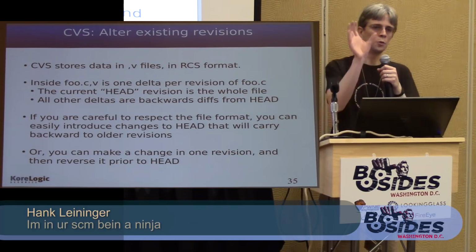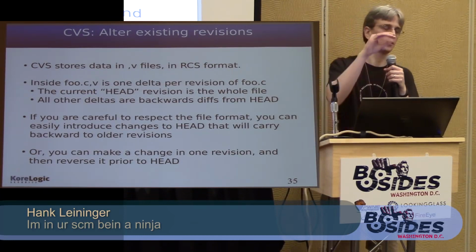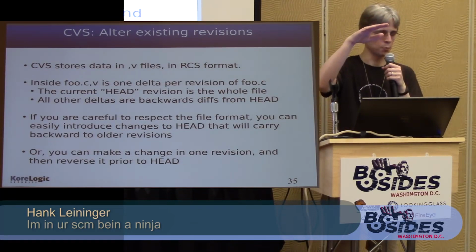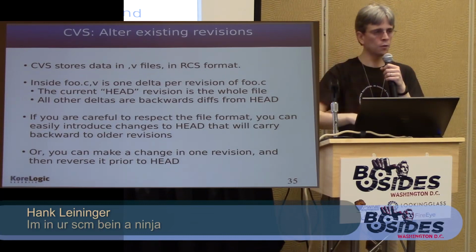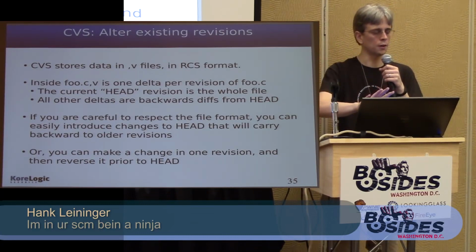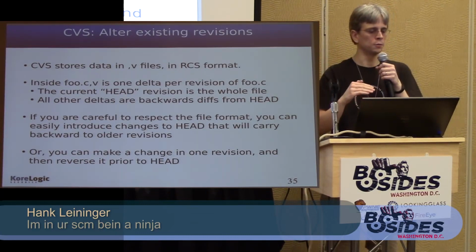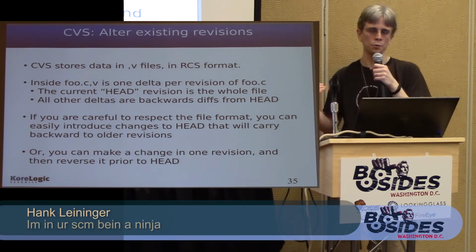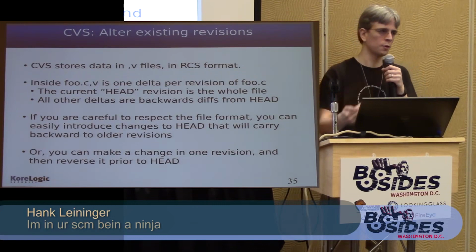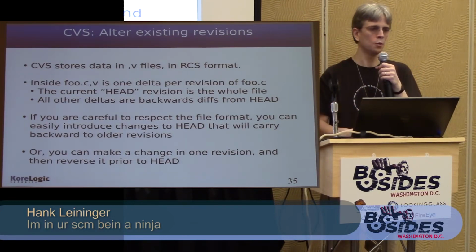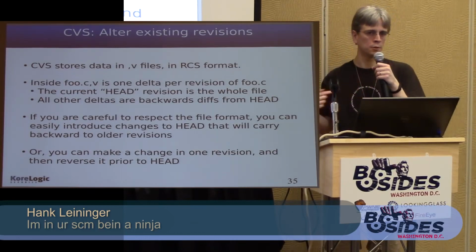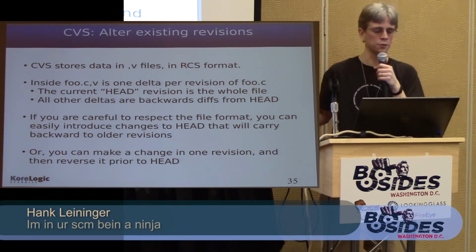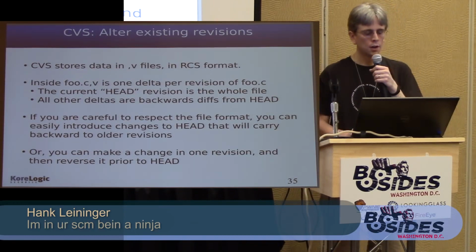Inside foo.c,v will be a bunch of metadata bookkeeping goop, and then the current revision in its entirety. And then a set of reverse or backwards diffs going back from there to older and older versions. So when you say I want to check out the original version of some file that's currently on version 1.10, what actually happens is it starts with 1.10 and then subtracts or replays all the deltas going backwards till it gets to the one that you asked for.